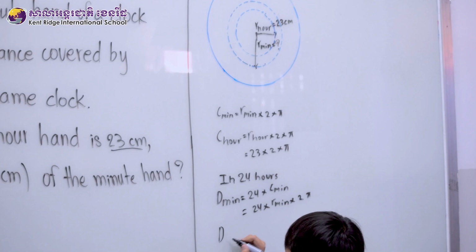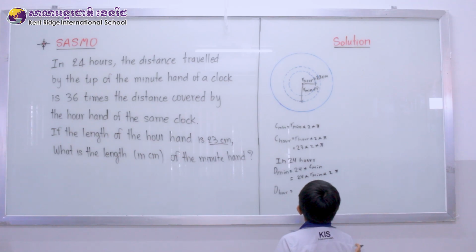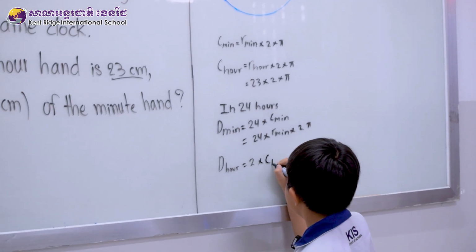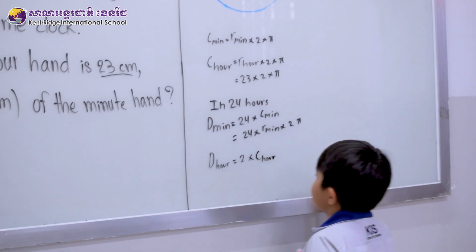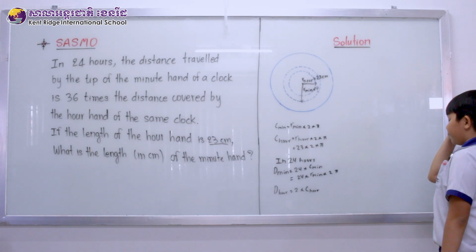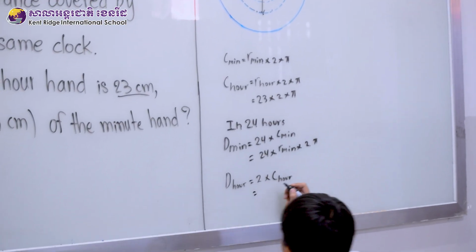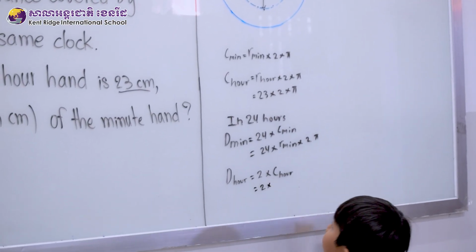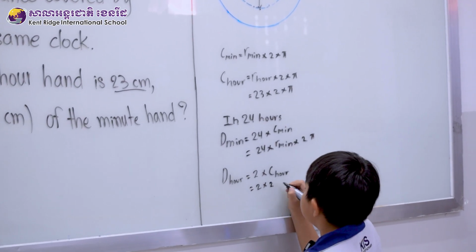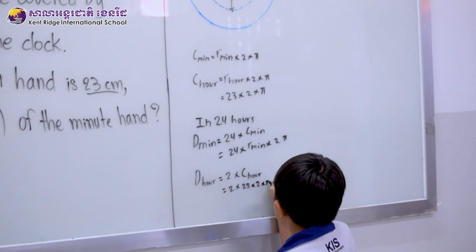And the distance for the hour hand is equal to 2 times the circumference of the hour hand, because in 24 hours the hour hand moves only 2 laps. So we take 2 times 23 times 2 times pi.